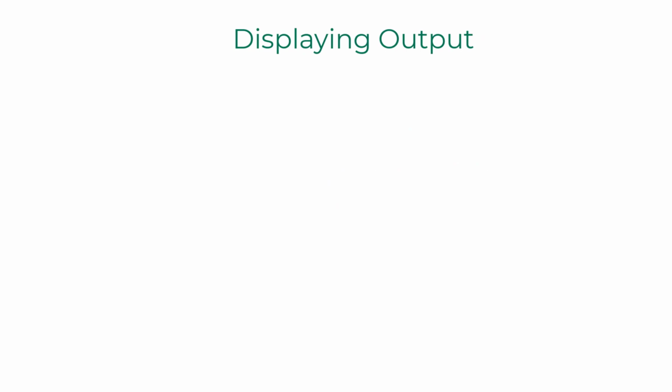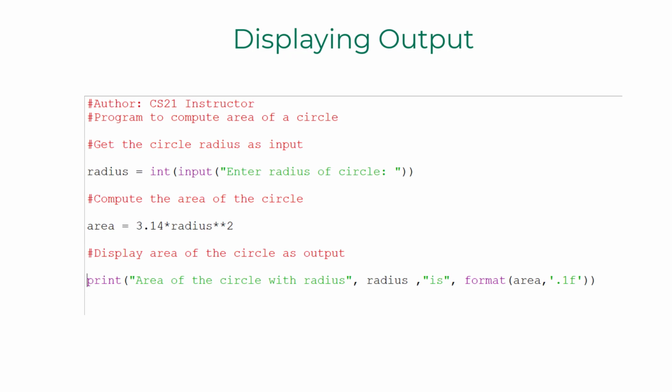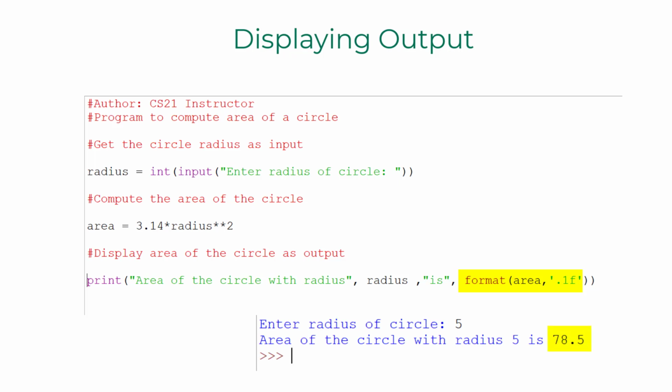We shall discuss output and its formatting in a separate lecture, but for now I'll briefly explain the output display statement I had in the area of circle program. After taking the user input for radius and computing the area, I have a print statement that has two variables in it, radius and area. If you look at area, I have done some kind of formatting where I've written 0.1f. It means that I want my result to be of 1 decimal precision. More on this in the next lecture.